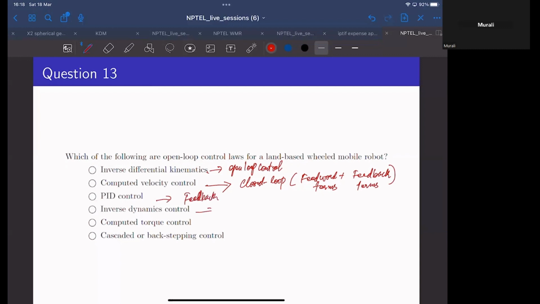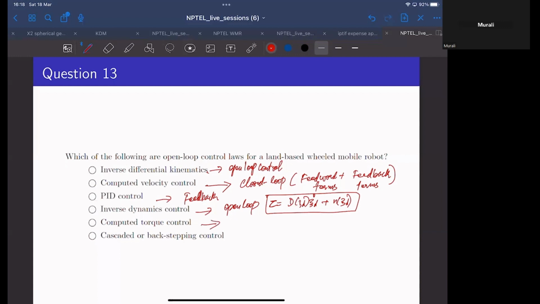And inverse dynamics is also open loop. We just compute the required torque based on the desired trajectory alone. That is, tau would be E of zeta desired dot plus N of zeta desired. There are no feedback terms in it. We compute the torque that we are supposed to give to the robot purely based on the desired trajectory. That's all. There are no feedback terms.